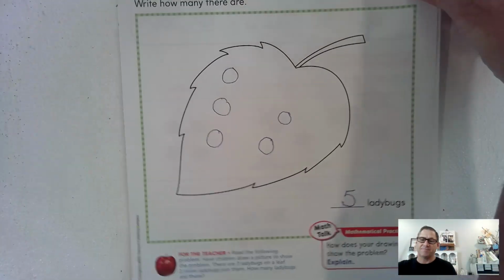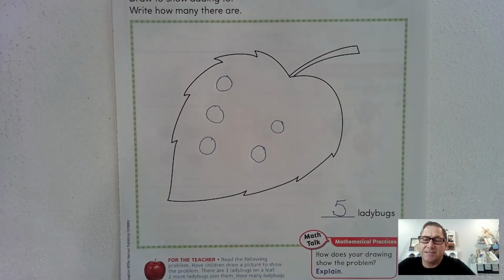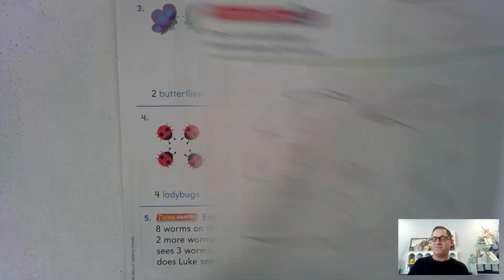5 ladybugs. And so when we answer things like that, we want to use a complete sentence. So we would say, there are now 5 ladybugs on the leaf. Okay? Now let's look at page 14.